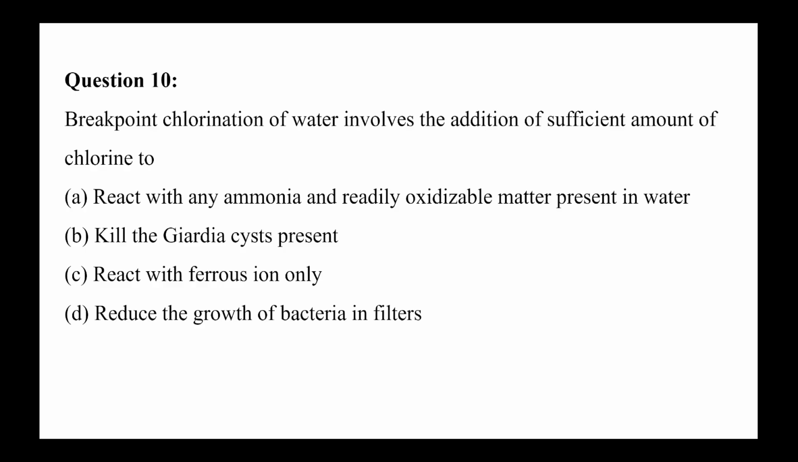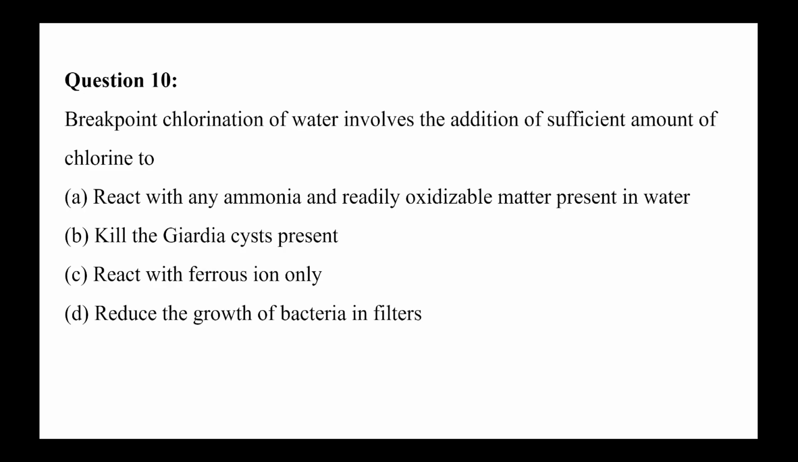Breakpoint chlorination of water involves the addition of sufficient amount of chlorine to option A, react with any ammonia and readily oxidizable matter present in water. Option B, kill the Giardia cyst present. Option C, react with ferrous ions only. Option D, reduce the growth of bacteria and filters.